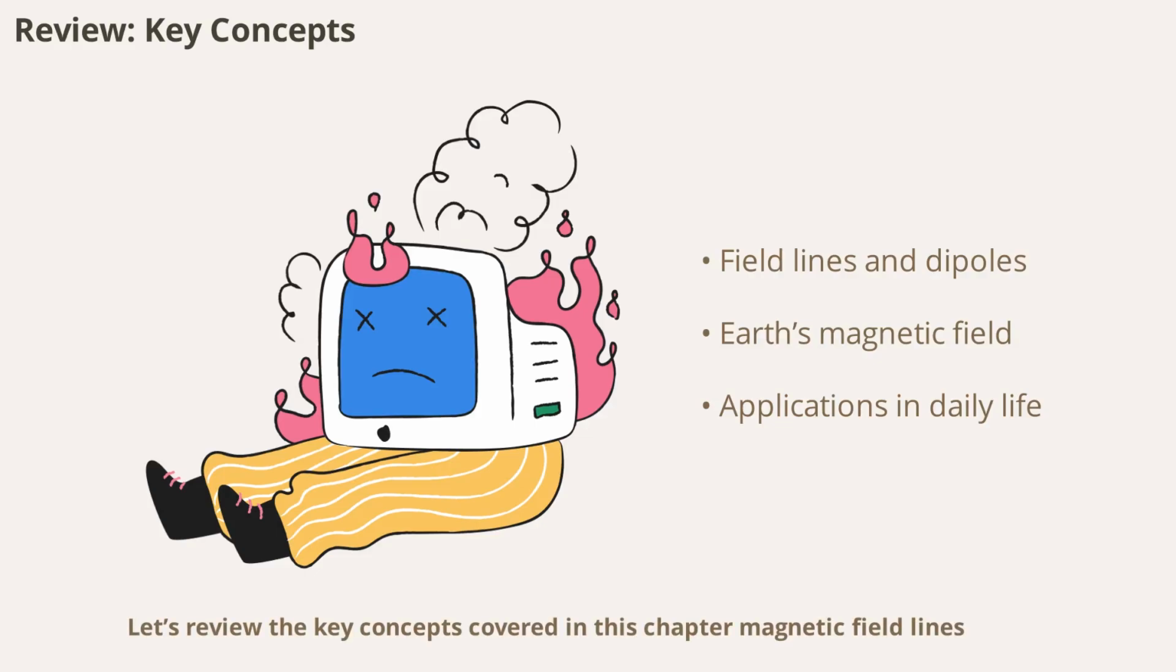Let's review the key concepts covered in this chapter: magnetic field lines, dipoles, torque, Earth's magnetic field, types of magnetic materials, and the differences between permanent magnets and electromagnets. We also explored the importance of magnetism in daily life and its applications in technology, medicine, and industry. Mastering these ideas provides a strong foundation for further study in physics and engineering.